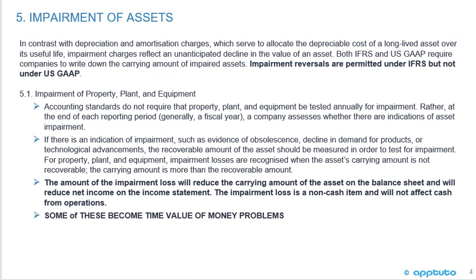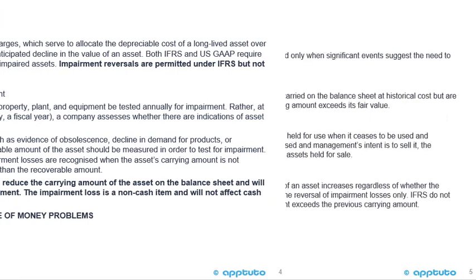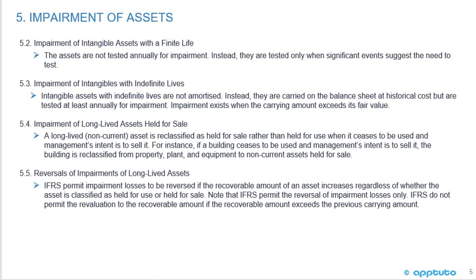So we saw under IFRS and US GAAP how we do the calculations and calculate the loss, okay? The amount of the impairment loss will reduce the carrying amount of the asset on the balance sheet and will reduce net income on the income statement. The impairment loss is a non-cash item, will not affect cash flows. Impairment of assets. Now we'll look at impairment of intangible assets with a finite life. These assets are not tested annually for impairment. Instead, they are tested only when significant events suggest the need to test.